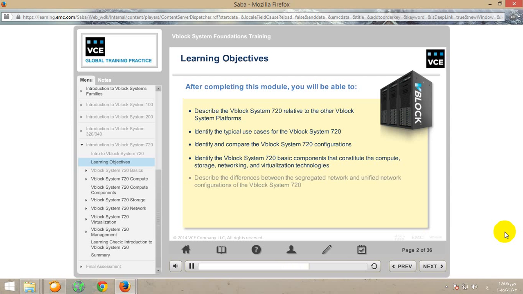You'll be able to describe the differences between the segregated network and the unified network configurations of the V-Block System 720. Finally, you'll be able to explain the purpose of the components of the V-Block System 720 management technology.